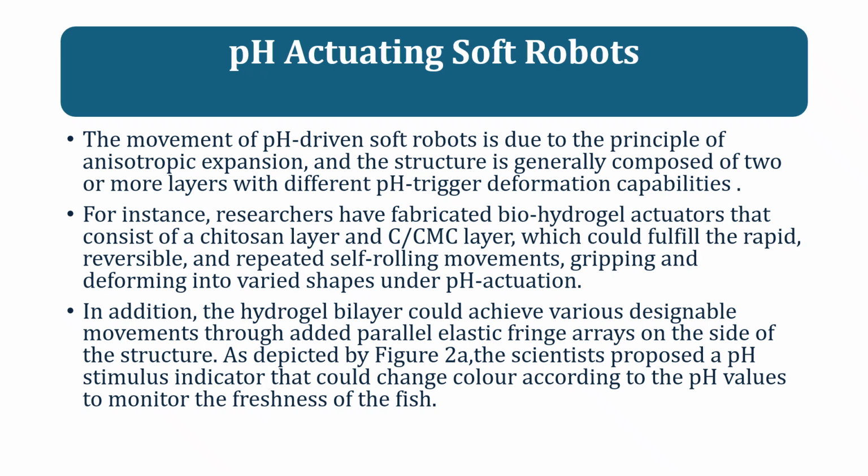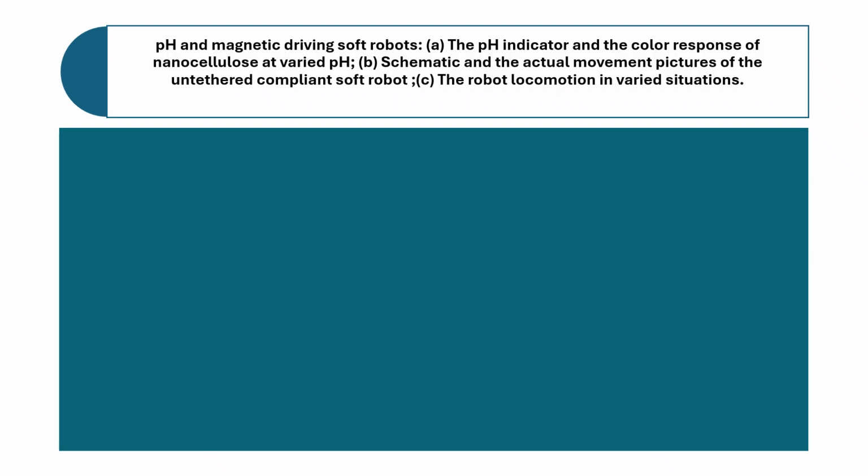In addition, we can say the hydrogel bilayer achieves different kinds of designable movements, and as I will show you in the figure, the scientists proposed a pH stimulus indicator. That means it could change color according to the pH values given to it. Understood? It means if the pH value changes, the stimulus indicator could change accordingly. I hope you got it.